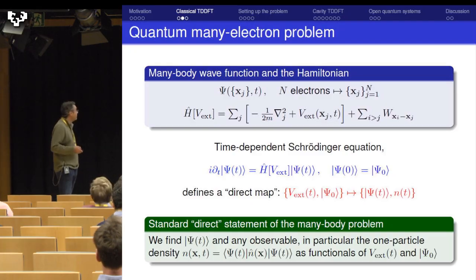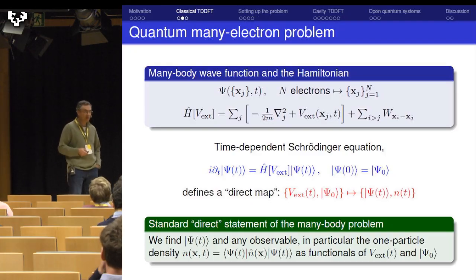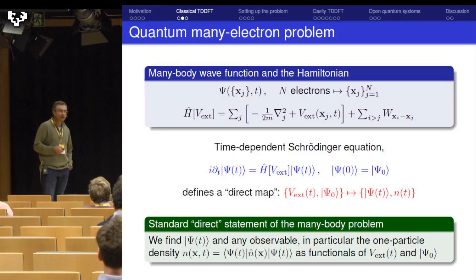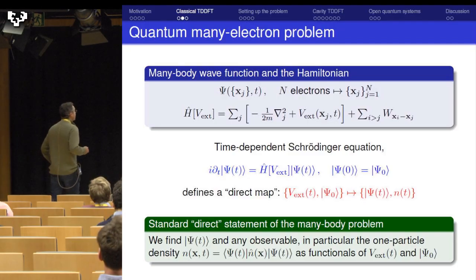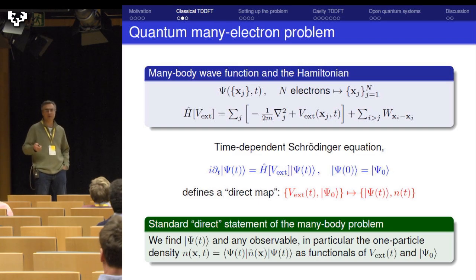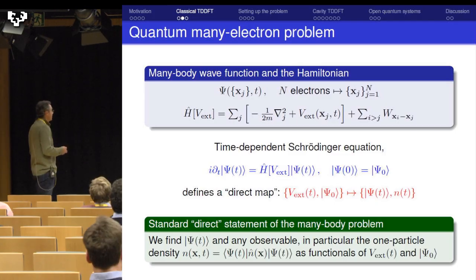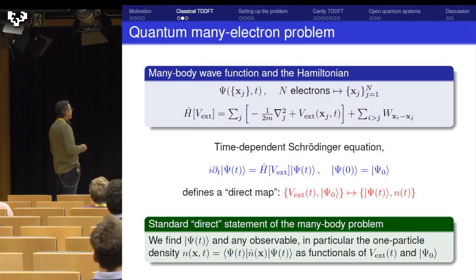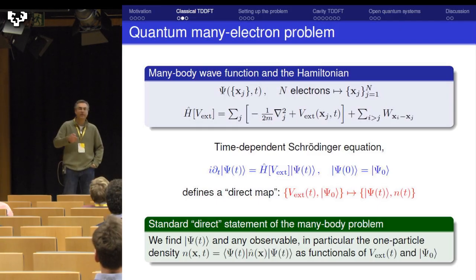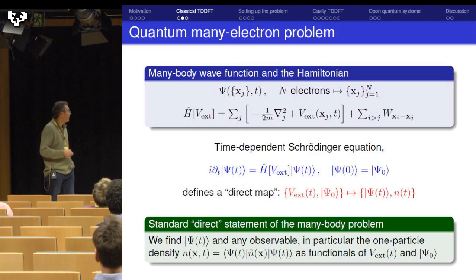So let me first remind you what TDDFT is in the standard classical formulation. Of course, we are dealing with a quantum many-electron system. We have N electrons. Everything is described in terms of the many-body wave function, which is a function of the N coordinates of the N electrons and of time in the time-dependent case. And this wave function satisfies the many-body Schrödinger equation. So this is our theory of everything in condensed matter physics.